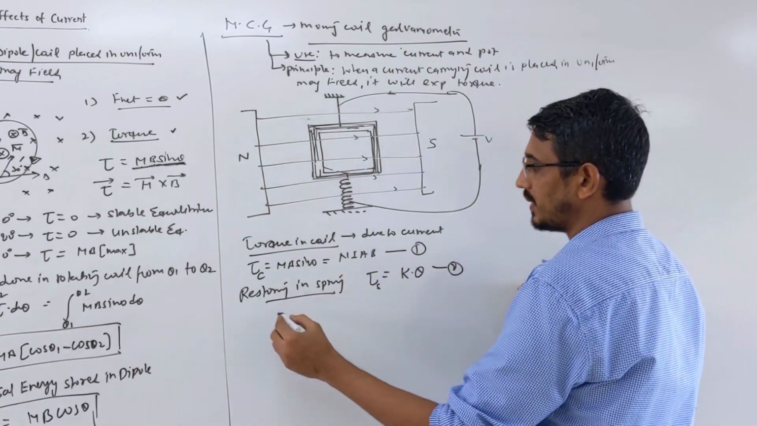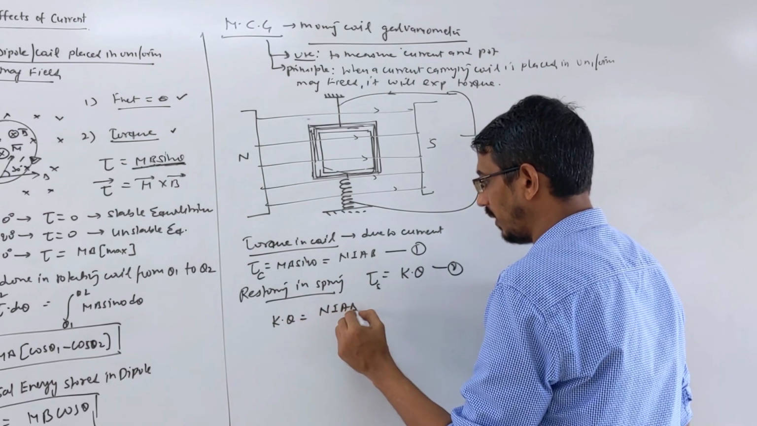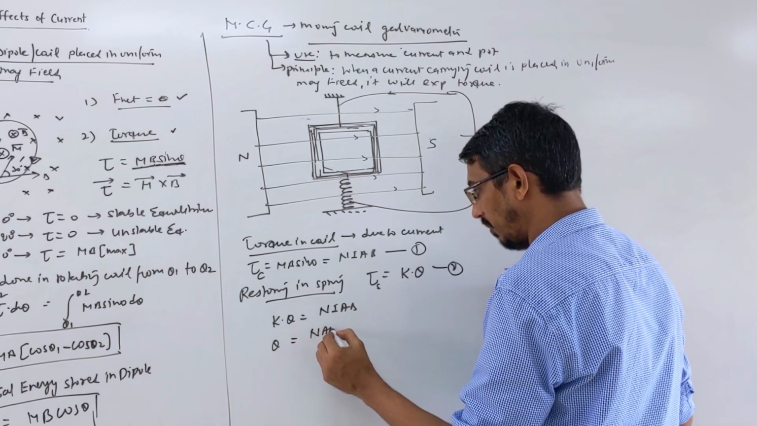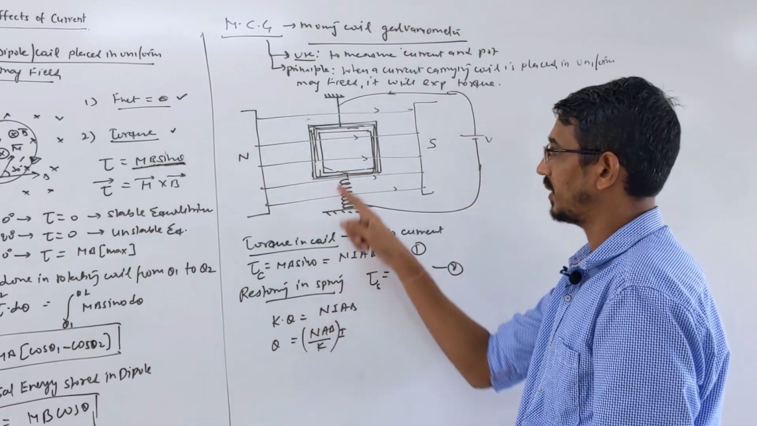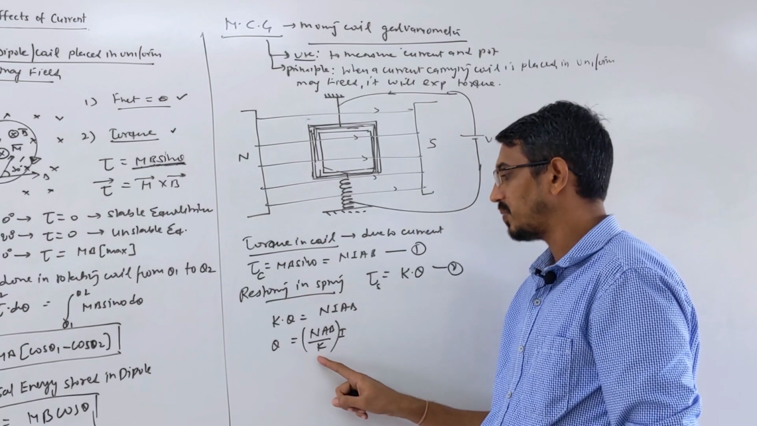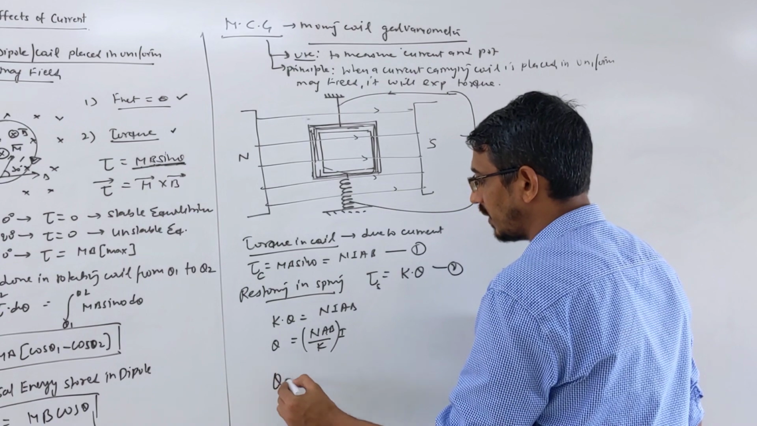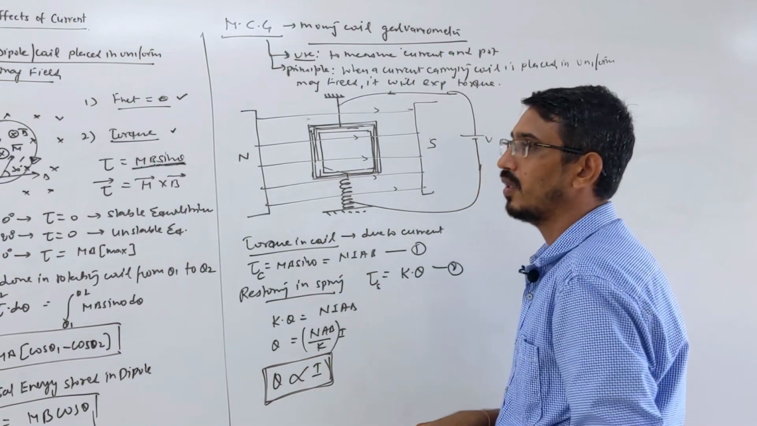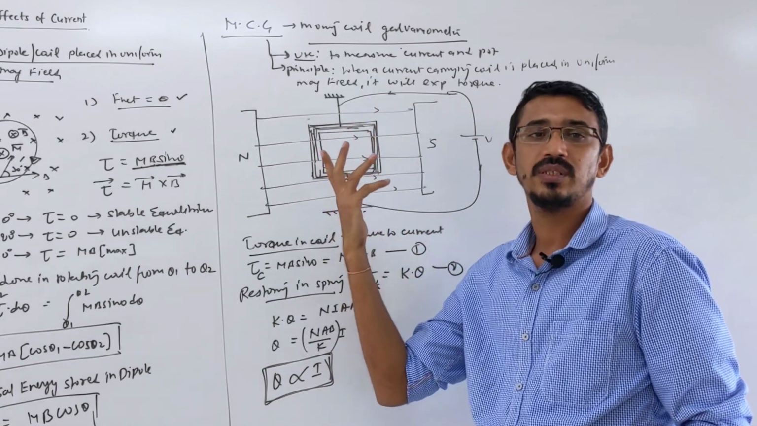Now when you balance them, you will see that K into theta is equal to NIAB, right? So theta is equal to NAB by K into I. This is a constant: the number of turns in the coil is constant, area of the coil is constant, magnetic field is constant, and the spring constant or torque constant is a constant. So you see deflection is directly proportional to current, right? The more the current passes through this coil, the more will be the deflection of this coil.